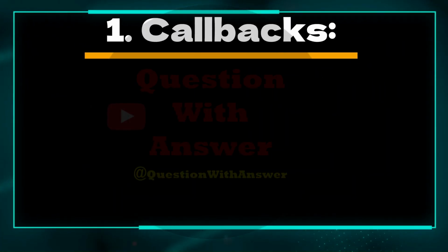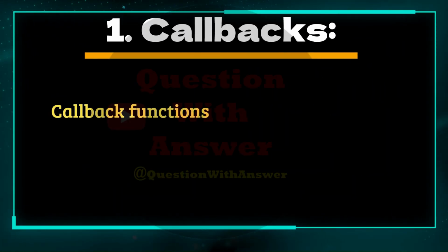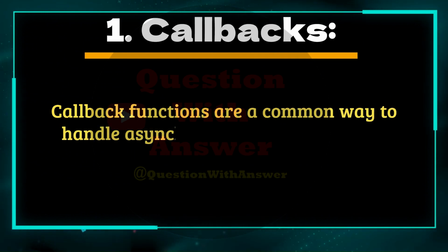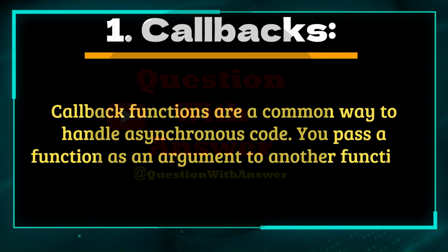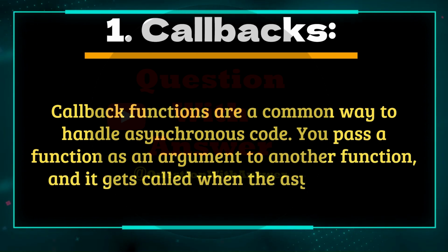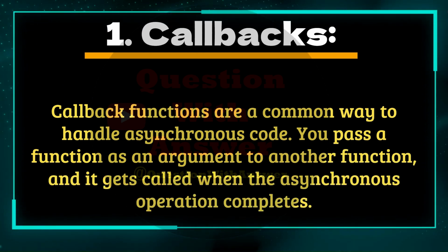1. Callbacks. Callback functions are a common way to handle asynchronous code. You pass a function as an argument to another function, and it gets called when the asynchronous operation completes.